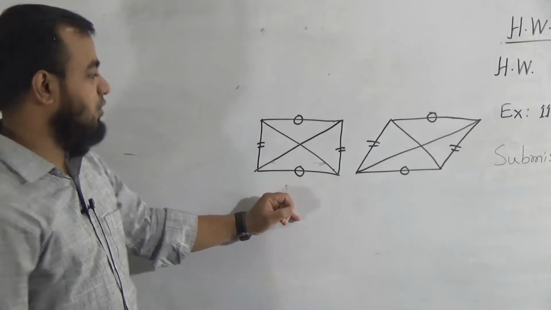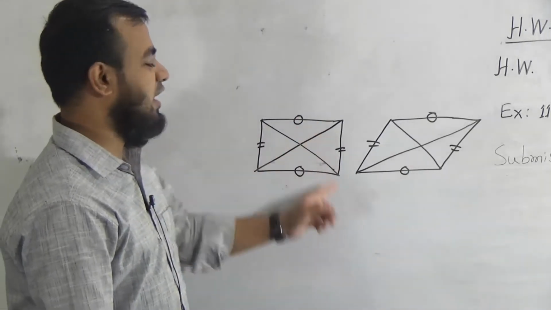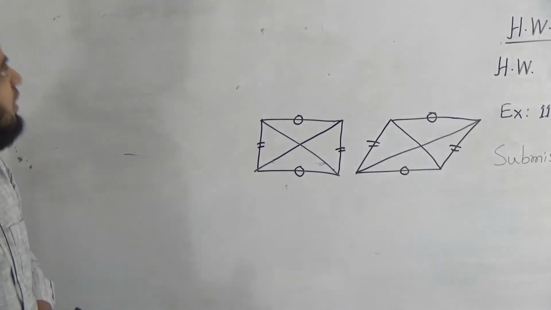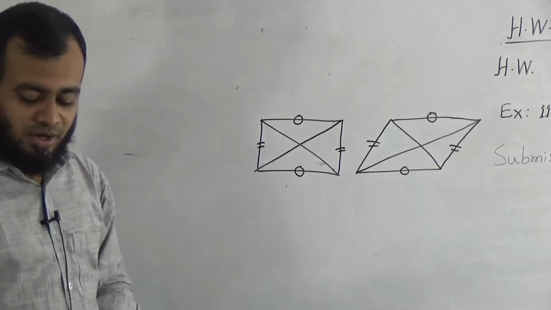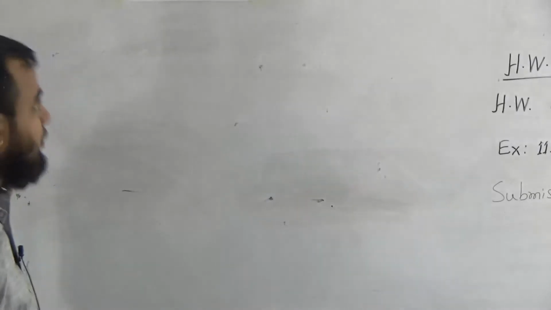So we will find out the four sides at first, then we should find out the diagonals. Then we can say whether it is a rectangle or a parallelogram. Now let's solve this, the solution of question number 8.